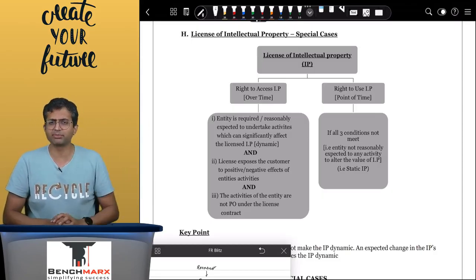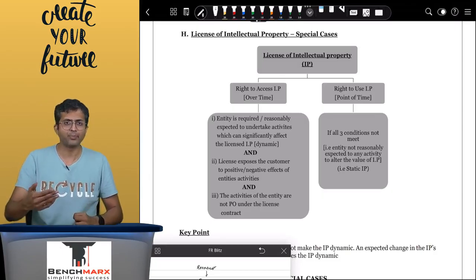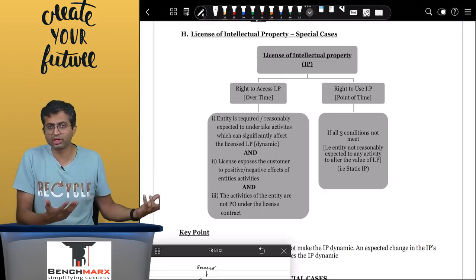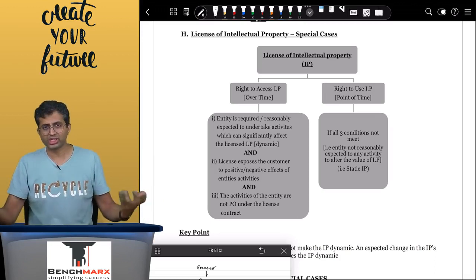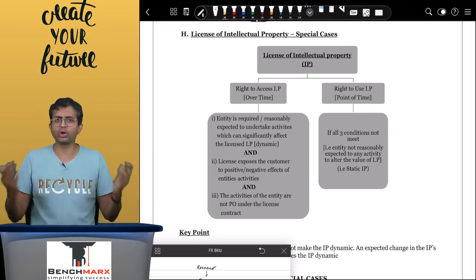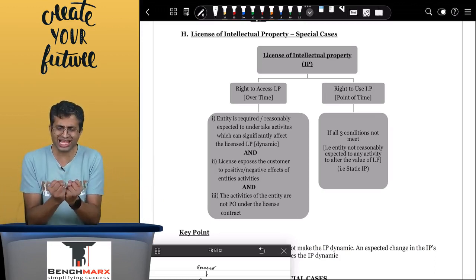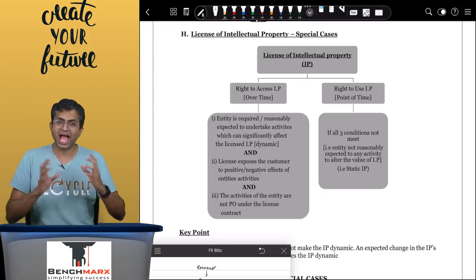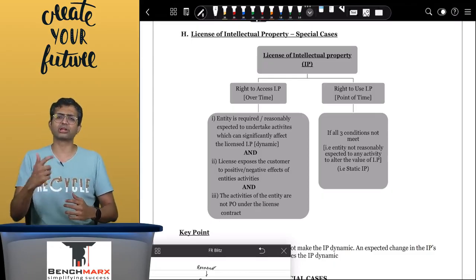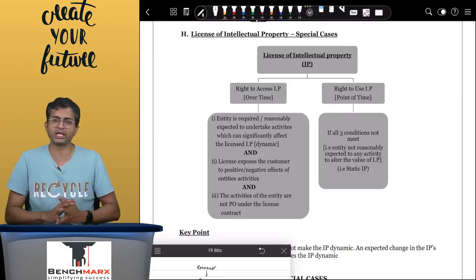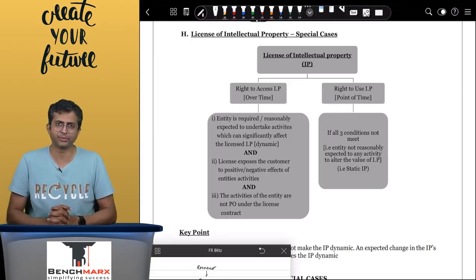Similarly, the T-Series example that we had discussed: in T-Series, the song is already recorded. You might use it, but the functionality, the song, the intellectual property is as it is at a point of time. As a result, T-Series can recognize revenue directly at the point when the license agreement is entered, at a point of time.